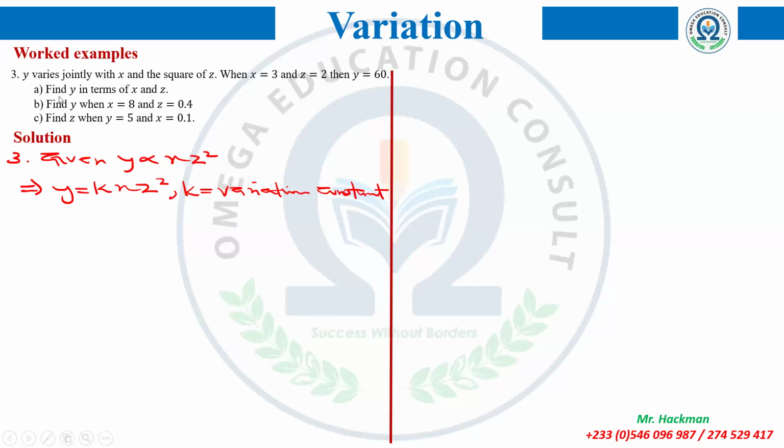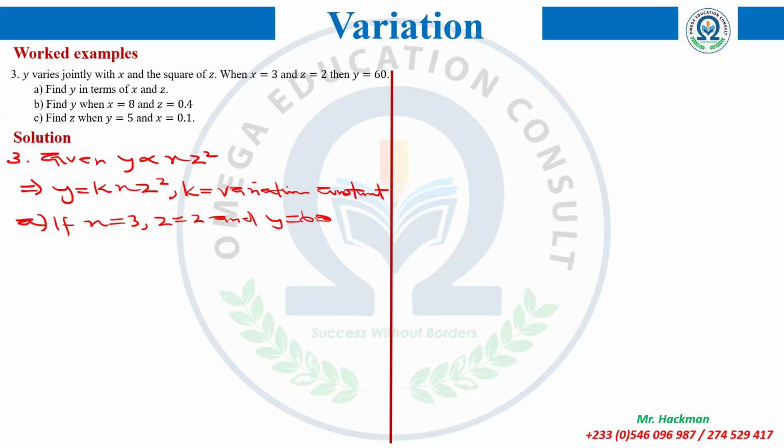Now A, we need to find Y in terms of X and Z. So we are now going to look at how to find Y in terms of X and Z. That's where you pick the values. If you can get Y in terms of X and Z, then we need to give you X, Y, Z values to find your K, which you have been provided over there. Don't use when, use if: if X is equal to 3, Z is equal to 2, and Y is equal to 60.